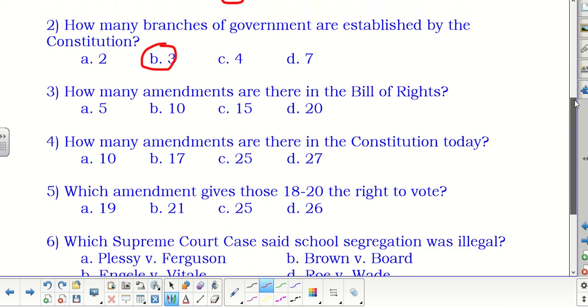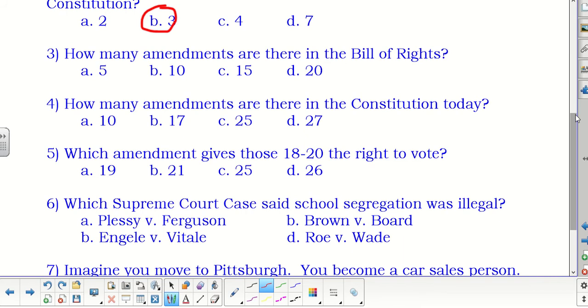How many amendments are there in the Bill of Rights? Now, the Bill of Rights confuses some people. The Bill of Rights and the amendments to some degree are the same thing, at least the first 10. See, because there are 27 amendments to the Constitution, but the first 10 all came at once, which is why we call them the Bill of Rights. So I guess I just gave away the next question. There are 27.